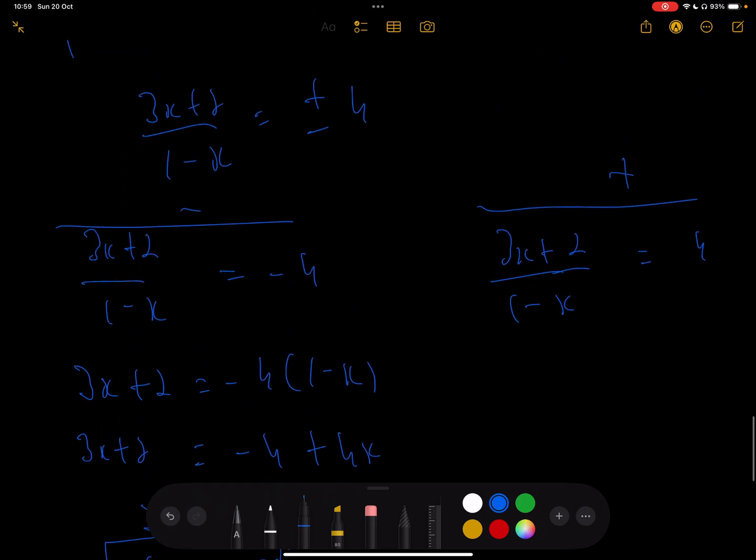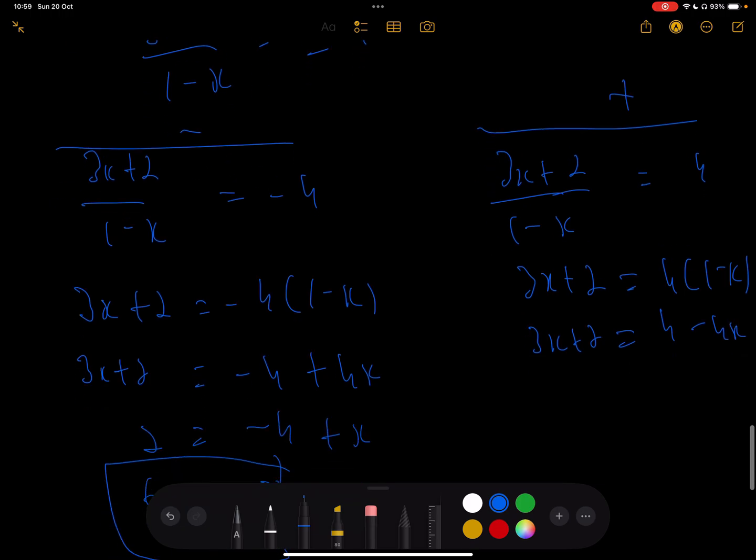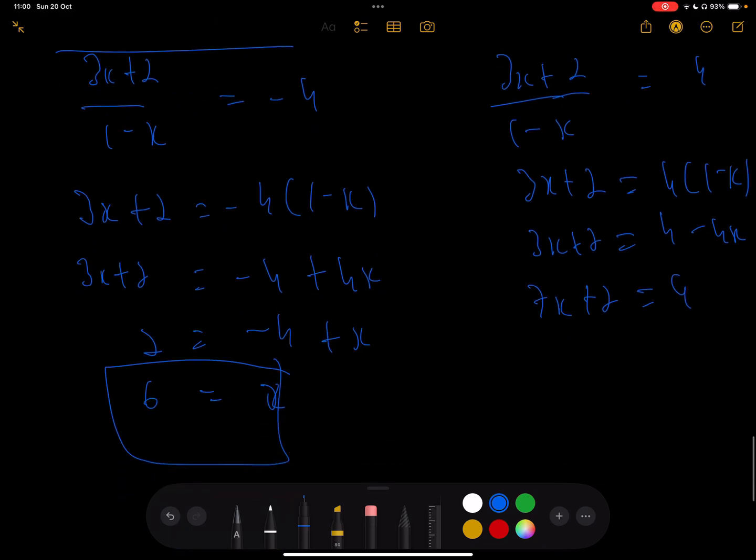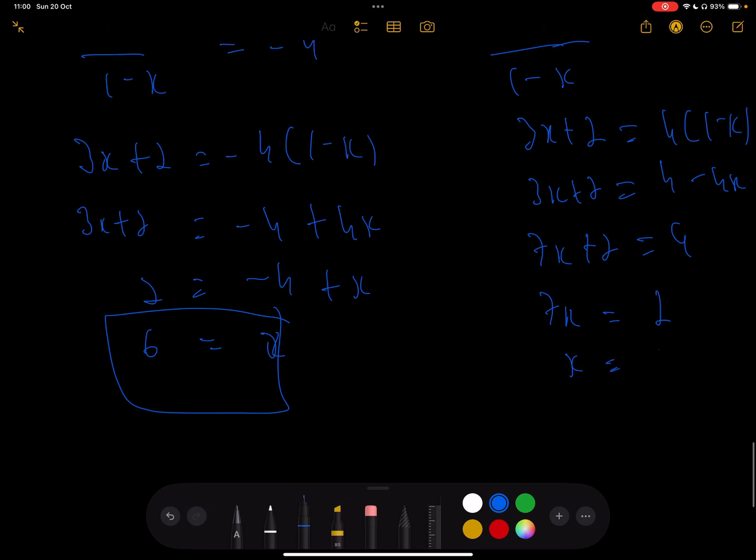That's our one solution. Now we have the positive side to deal with. Thereby, we do the same thing, we just multiply both sides by 1 minus x to get 4 times 1 minus x, so we get 3x plus 2 is equal to 4 minus 4x. Now we just add 4x to both sides, so we get 7x plus 2 is equal to 4. Then we have 7x is equal to 2, then therefore x is equal to 2 over 7. These would be our two solutions.